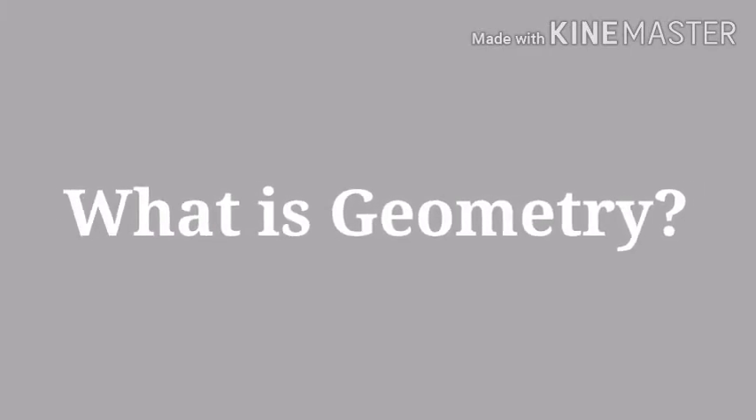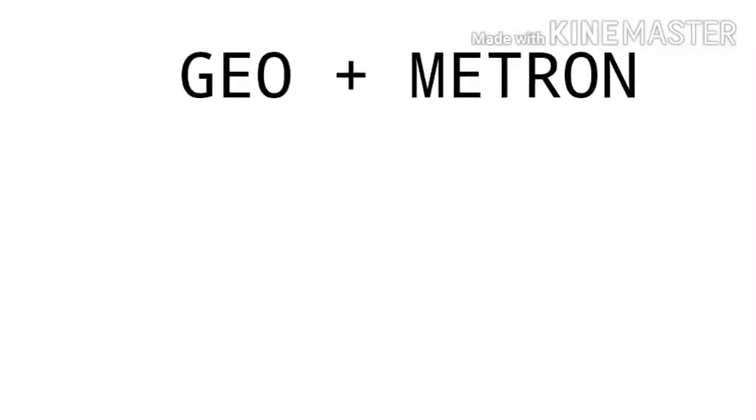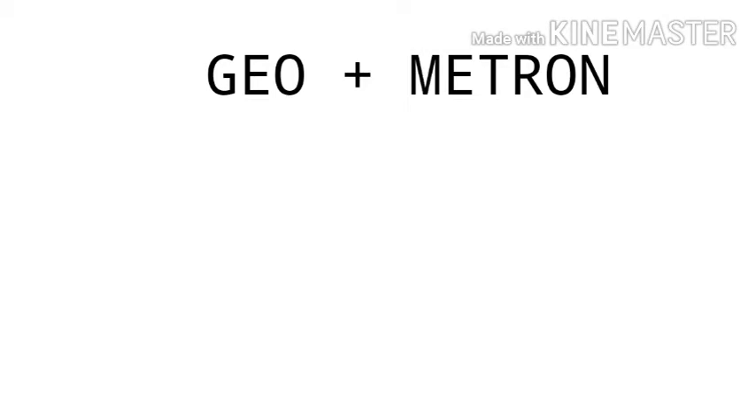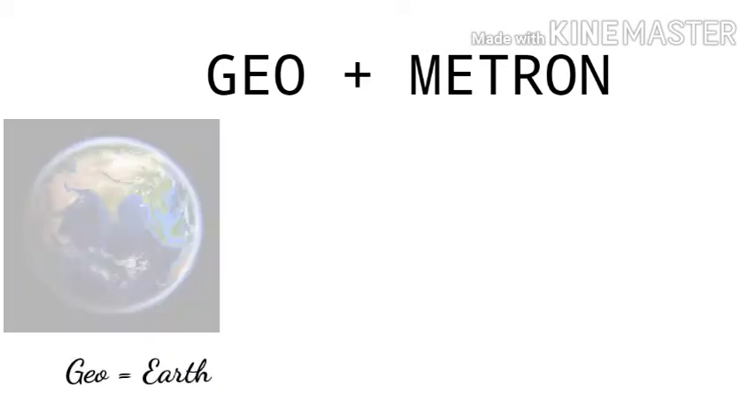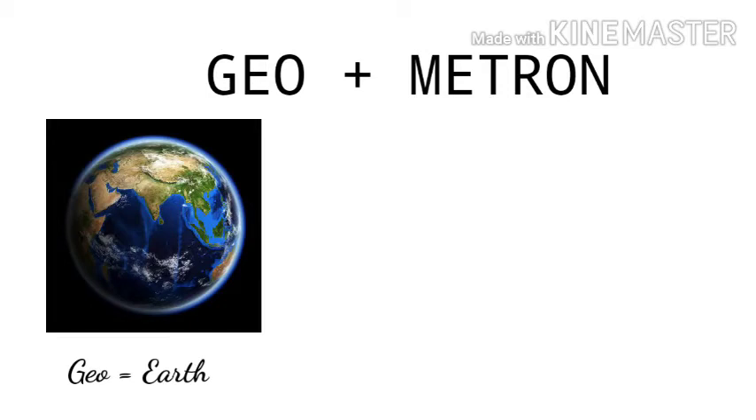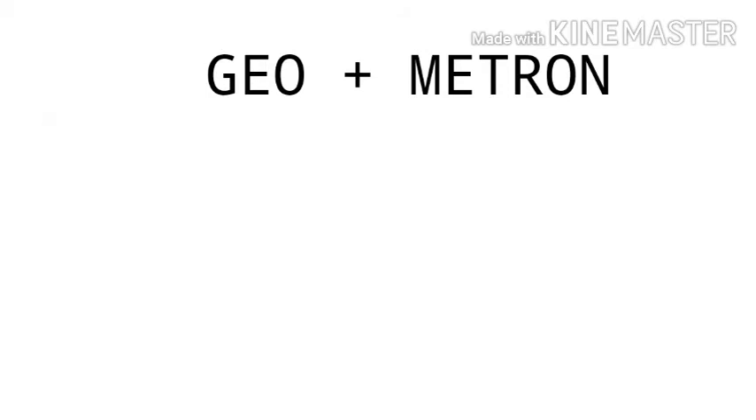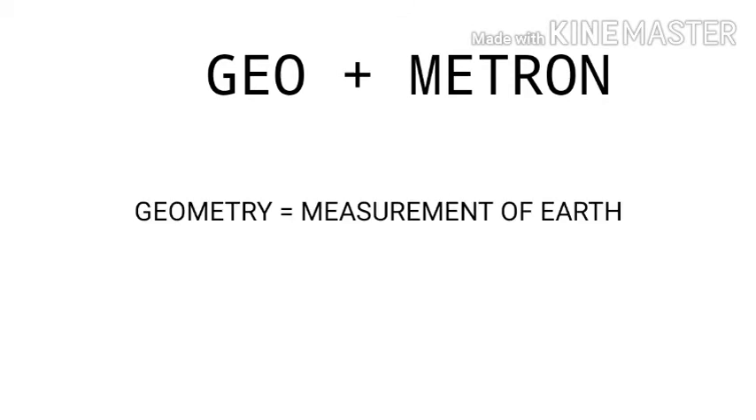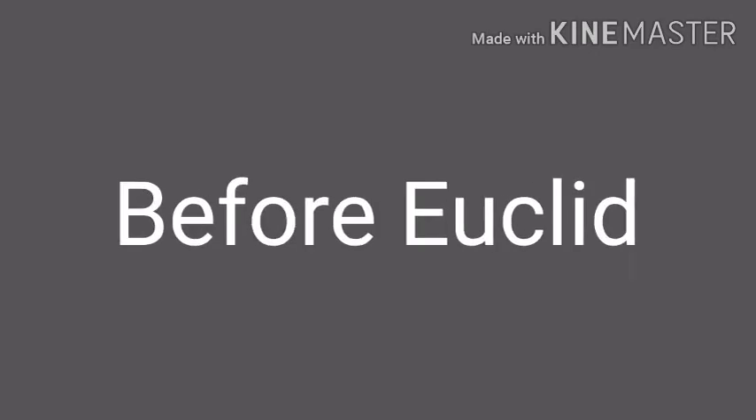The very first question that comes to our mind is, what is geometry? The word geometry is composed of two words, geo plus metron. The word geo means earth and the word metron means measurement. Thus, geometry is nothing but measurement of earth.